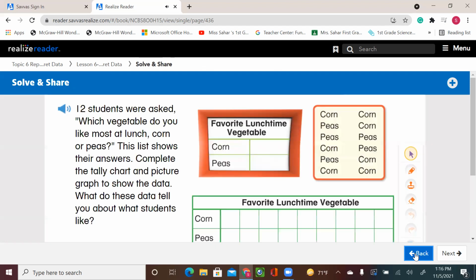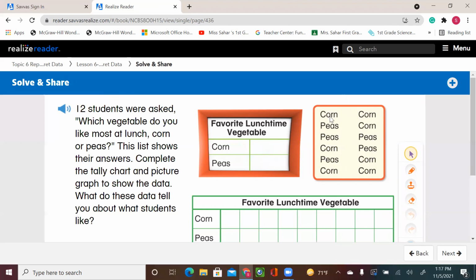We have it on page 261. 12 students were asked, "Which vegetable do you like most at lunch, corn or peas?" This list shows their answers. Complete the tally chart and picture graph to show the data. What do these data tell you about what students like? Over here, these are the votes. Each one has a word like corn, which means one student chose that, and one student chose peas.